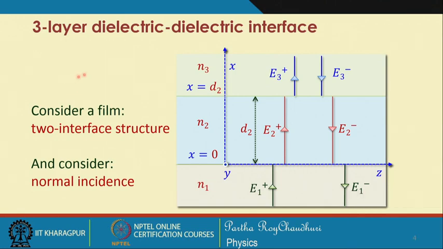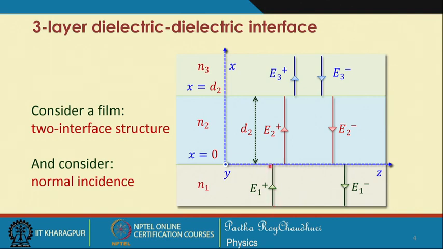So, for a 3-layer dielectric-dielectric interface, consider a film. The refractive index of the film is N2, which is surrounded by the layers of refractive index N1 and N3, and let us consider the normal incidence. Again we will switch over to oblique incidence, but first, for the case of simplicity, we will consider normal reflection.